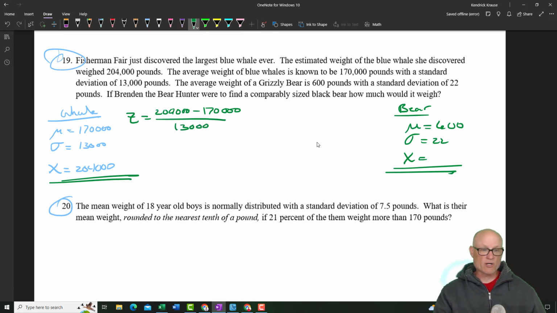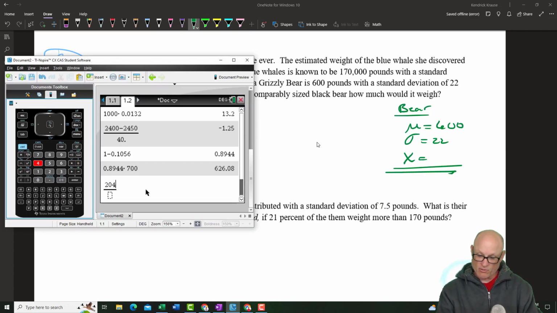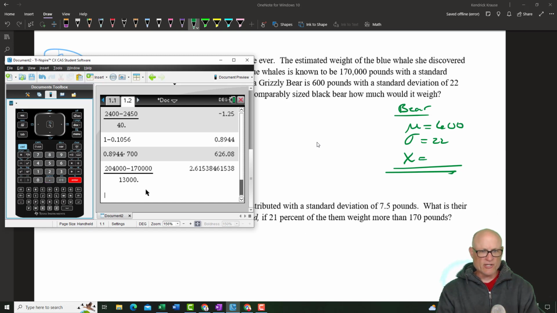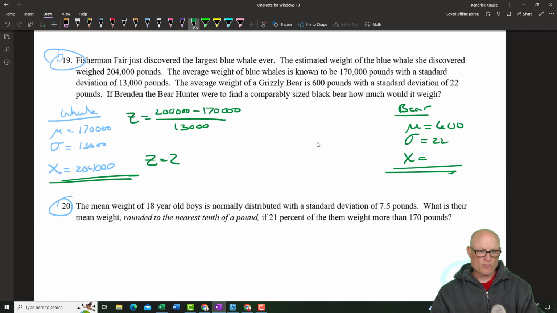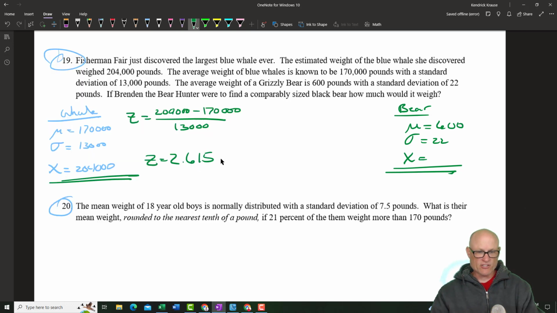Now, you do not want to round this. Whatever you get, do not round it. I warn you, if you round it on the test, you're probably going to get it wrong. I forgot what it is. 204,000 minus 170,000 divided by 13,000, and you get a z-score of 2.61538. That should be enough.